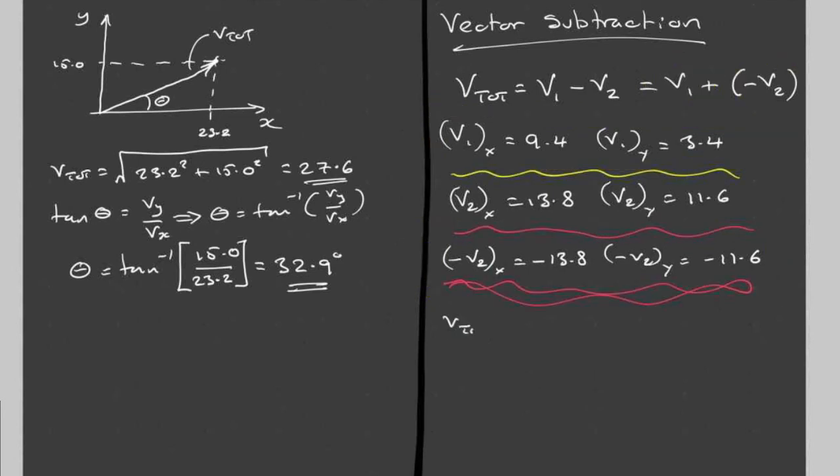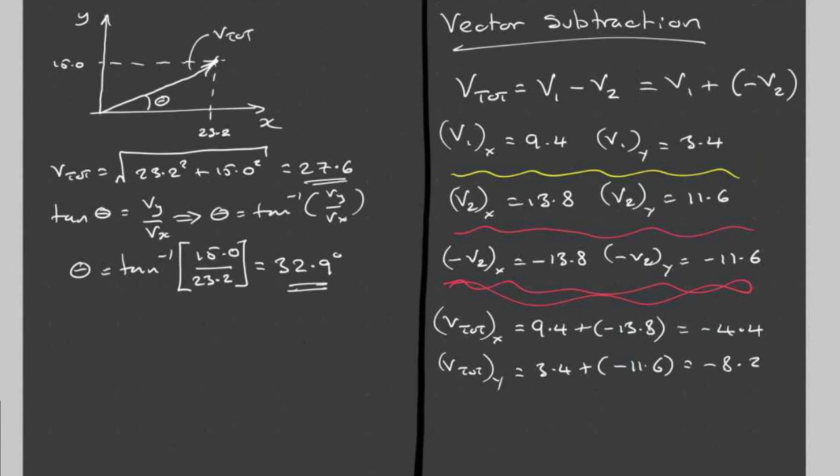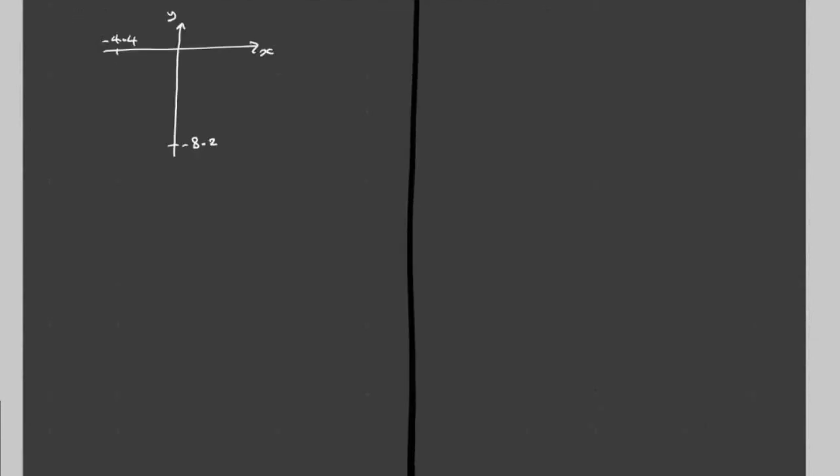So v total x is 9.4 plus minus 13.8, which is minus 4.4, and v total y is 3.4 plus minus 11.6, which is minus 8.2. So we now have the components for the resultant vector. So a quick sketch on an xy is minus 4.4, minus 8.2. So that is v tot. The angle is that about the x-axis.